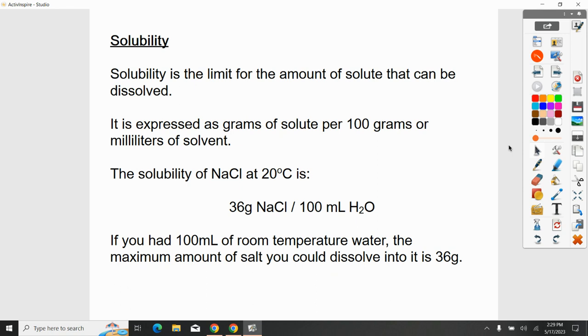What you see on the screen is the solubility of sodium chloride, table salt. It is 36 grams of table salt per 100 milliliters or grams of water. In other words, you can dissolve exactly 36 grams of sodium chloride in 100 milliliters of water, no more. That is the limit. If you try to put in 36.5 grams of sodium chloride, the extra half a gram isn't going to dissolve. The extra half a gram would just settle to the bottom and sit there. Now note the solubility is written as being at 20 degrees Celsius. That implies temperature will affect solubility.